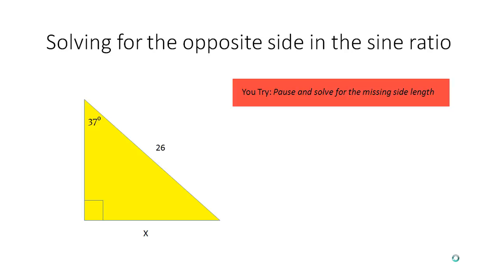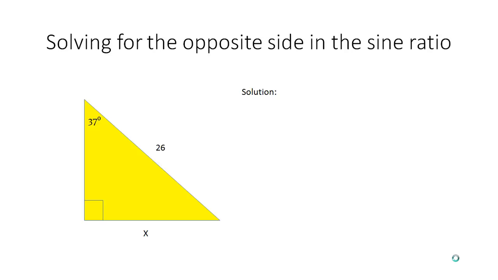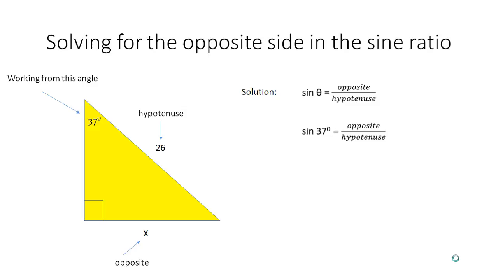Pause the video and solve for the missing side length of this triangle. Here we're given a working angle of 37 degrees, an opposite side which is unknown, and a hypotenuse of 26. Recall that sine is opposite over hypotenuse. Substituting in the angle of 37 degrees, as well as the opposite over hypotenuse information, we can now solve for the x variable.